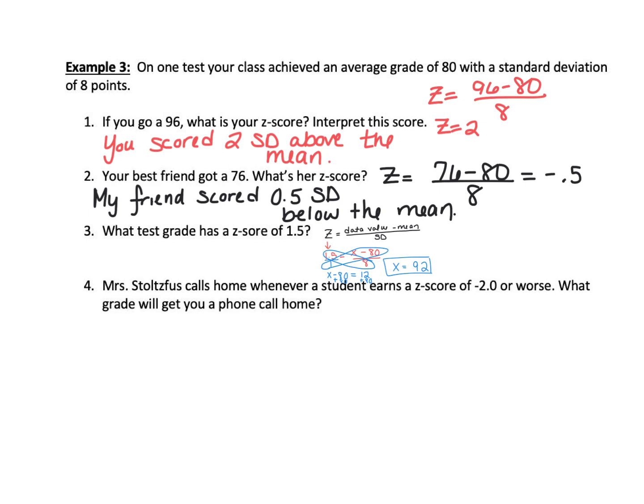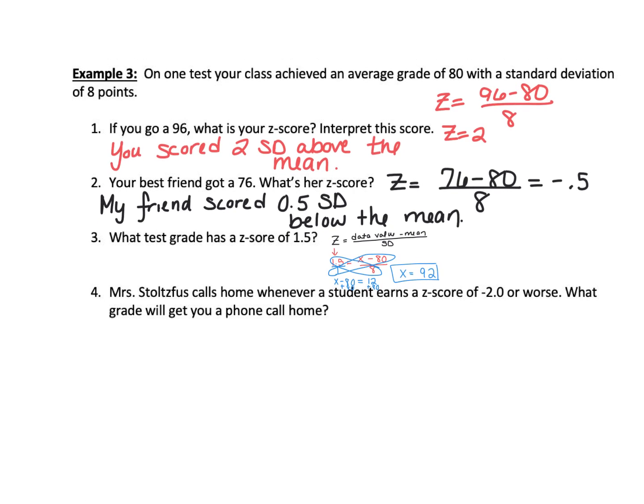Lastly, Mrs. Stoltzfus calls home whenever a student earns a Z-score of negative 2.0 or worse. What grade will get you a phone call home? So this means if your score is very far below the mean, or how the rest of the class is doing, there's a concern. So what we're going to do is we are thinking backwards. We don't know our x value. So I'm going to use my formula. So this indicates that if you're very much below what the rest of the class is doing, there's a concern and your teacher's calling home.